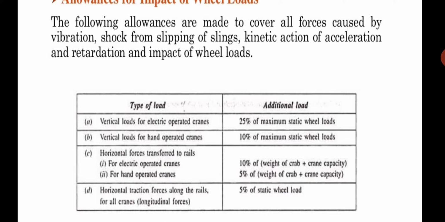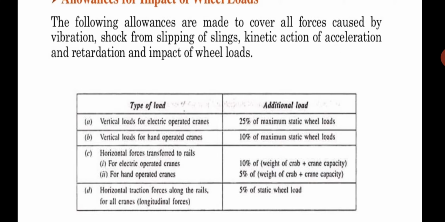Third one, horizontal force, for electric operated crane and hand operated crane. In an electric operated crane, we can say EOT, it is 10% of the weight of crab plus crane capacity. Weight of crab means trolley. For a hand operated crane, it is 5% of the weight of crab plus crane capacity. And the horizontal traction force along the rail should be taken as 5% of the static wheel load.